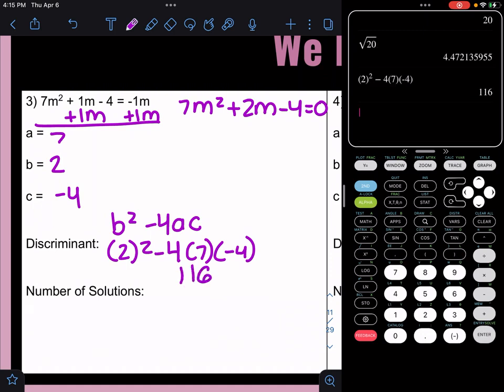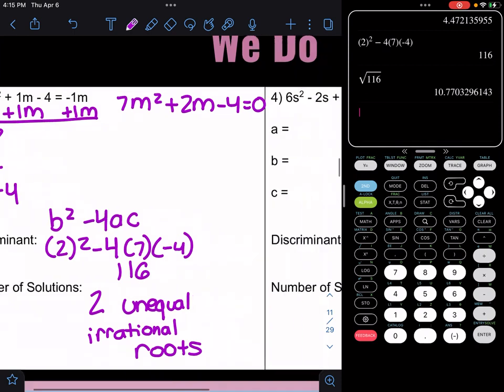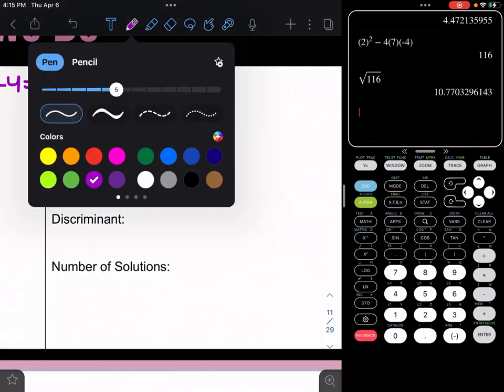Because that number is bigger than 0, that would mean two unequal roots. Now let's determine if this is rational or irrational. If I take the square root of 116, that would be irrational. So two unequal irrational roots. It's two of them because the number is bigger than 0. It's unequal because if I have two numbers, they're not going to be equal to each other. And it's irrational because if I try to take the square root of that number, that's an irrational number. Alright, let's try this next one.